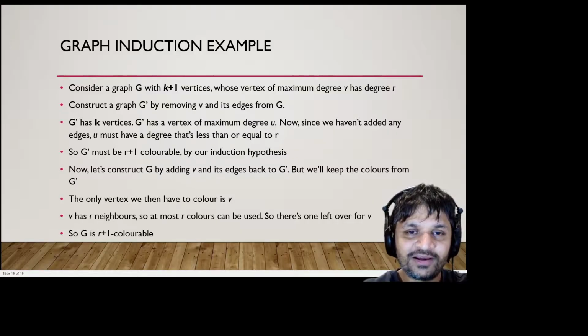Because if its degree was greater than R, then its degree would have been greater than R in G as well, right? But G had a maximum degree of R, okay? So U has a degree that's less than or equal to R. But G prime has k vertices and a vertex of maximum degree U that has a degree less than or equal to R. So G prime must be R plus 1 colorable by our induction hypothesis.